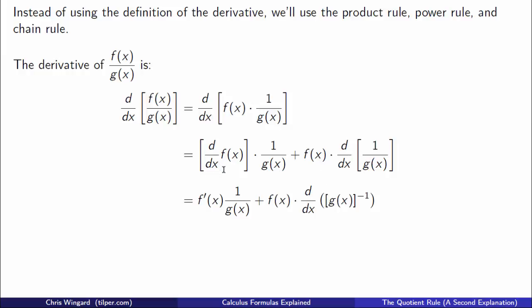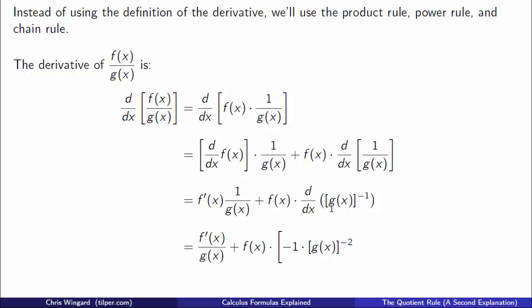So the derivative of f of x, that's just f prime of x. So we have f prime of x times 1 over g of x plus f of x times the derivative of 1 over g of x. Now 1 over g of x, we could rewrite that as g of x raised to the negative first power, where this negative 1 indicates a 1 over g of x and does not indicate inverses. So we want to make sure to keep that distinction clear.